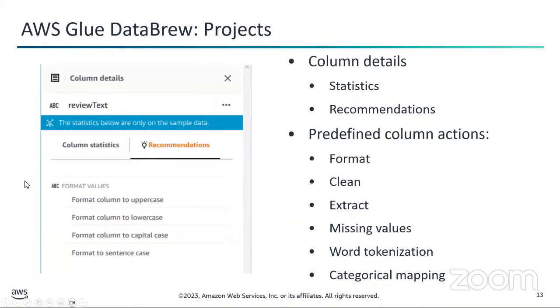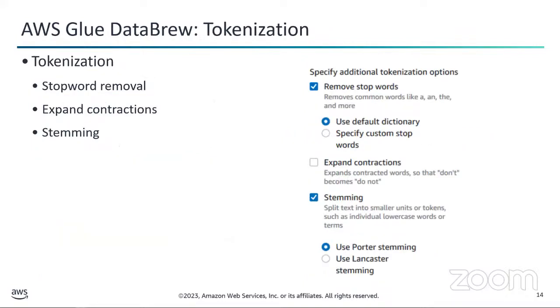And then you can create projects, and you can do, for example, some predefined column actions, like format the column, clean some data inside those columns, extract data, deal with the missing values. If they are words, you can tokenize them, and you can do some categorical mapping. Now this categorical mapping is a statistical technique, so I don't want to spend time on that right now. I think it will be coming up, and then you will understand better with an example.